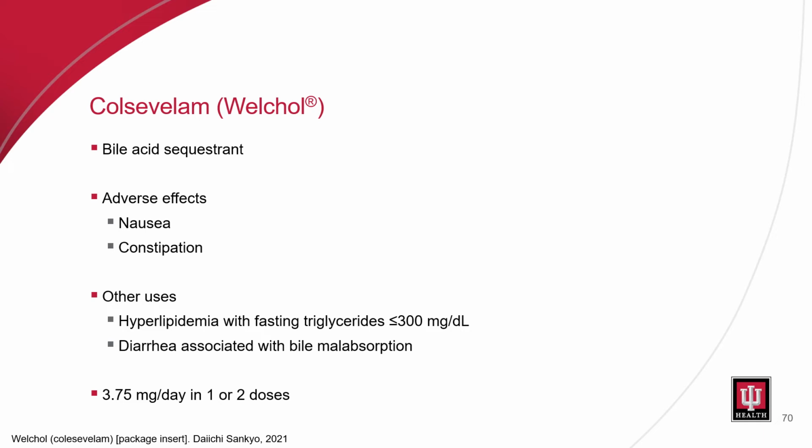Colesevelam, or Welchol, is a bile acid sequestrant that increases bile acid production and improves insulin sensitivity. Adverse effects that can be experienced are nausea and constipation. This medication is used for hyperlipidemia with fasting triglycerides of less than or equal to 300 milligrams per deciliter, as well as diarrhea associated with bile malabsorption. It's dosed at 3.75 milligrams per day in 1 or 2 divided doses, specifically for diabetes.